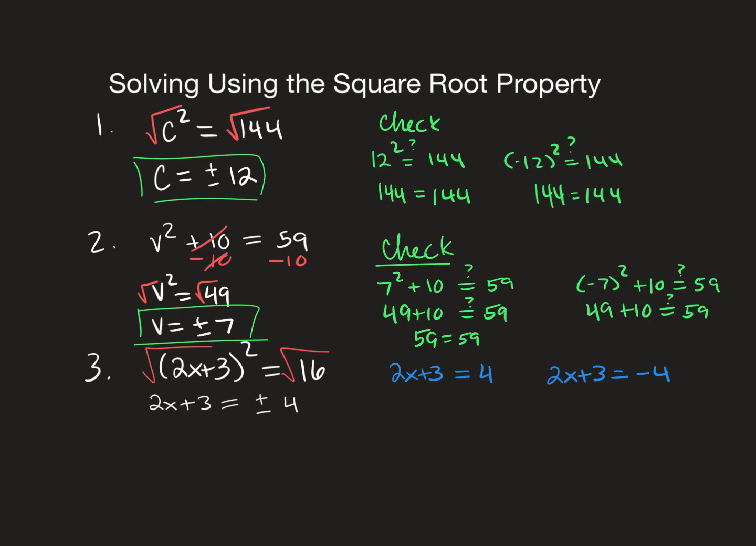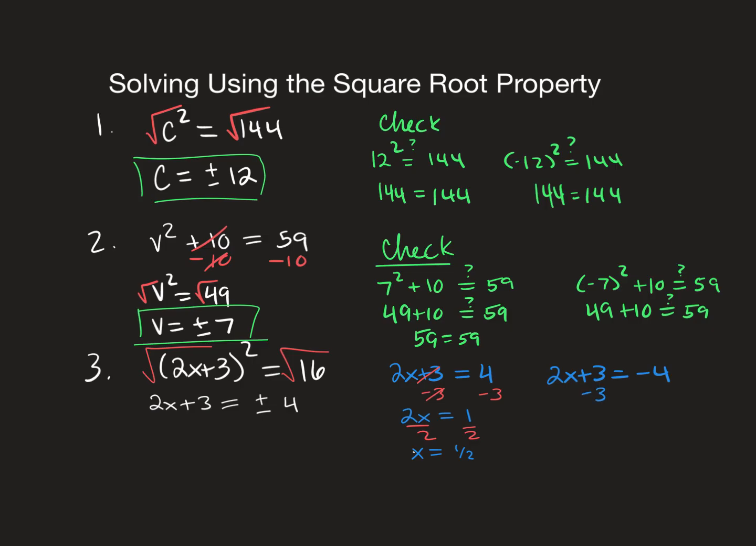All right, now we can solve these equations just like normal. So we need to subtract 3, and then we'll get 2x equals 1, divide by 2, just like normal, and we'll get x equals 1/2.